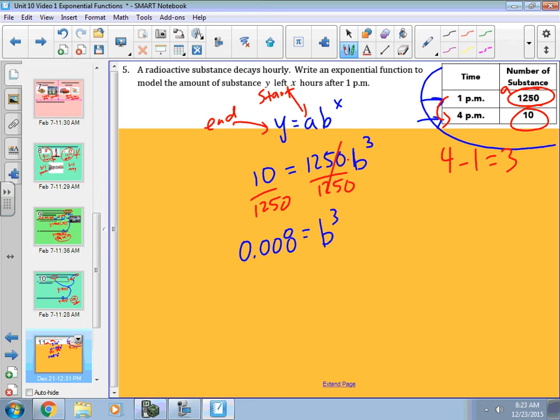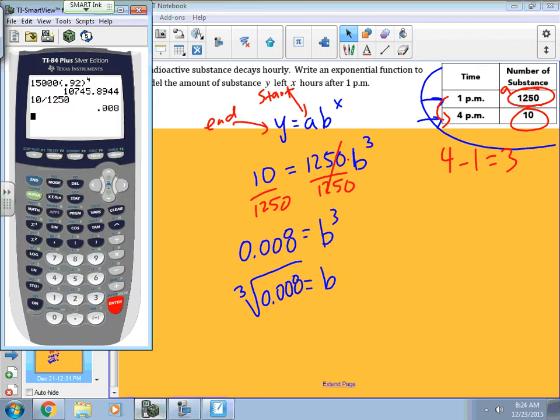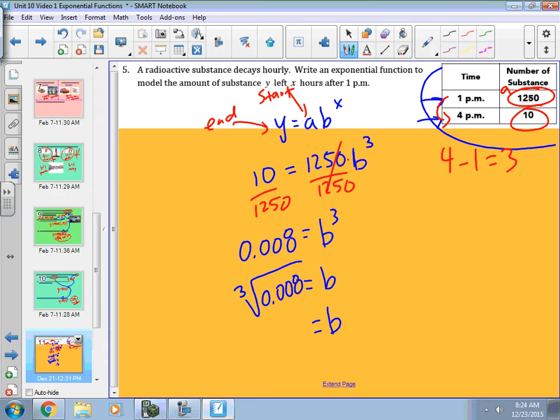Okay, now we have to get b alone still. They've got that power 3. We know from previous units, to undo power 3, we want to do, not square root, cube root of 0.008. So on your calculator, do the cube root and type in 0.008, and it looks like the cube root of that is 0.2. So that means on this problem, our b value, our multiplier, is 0.2.